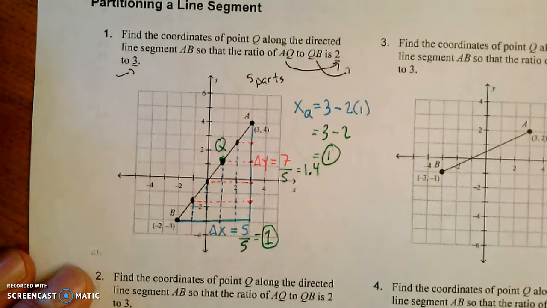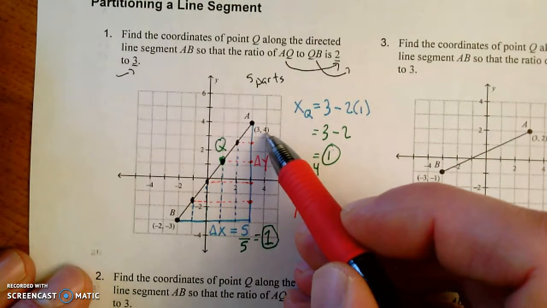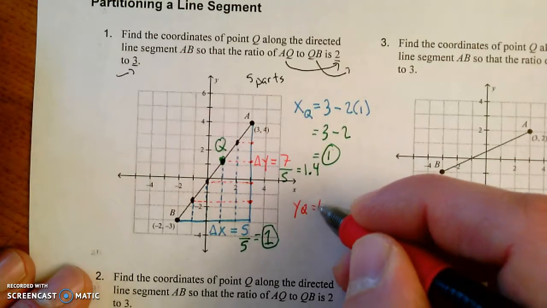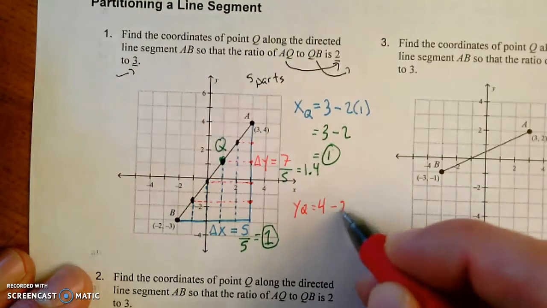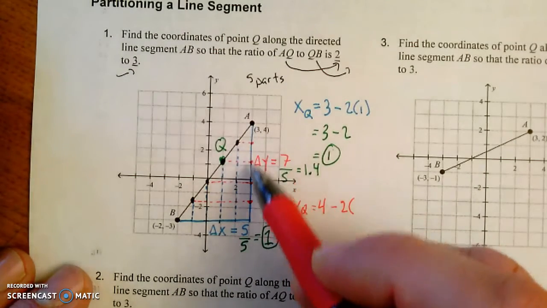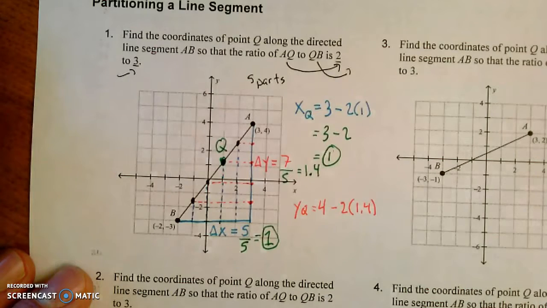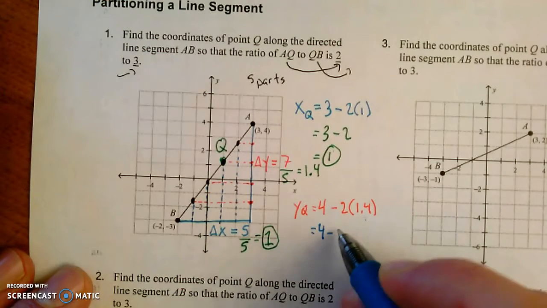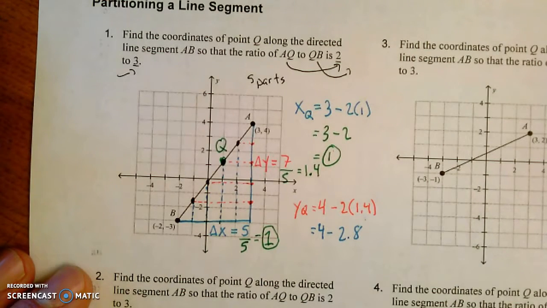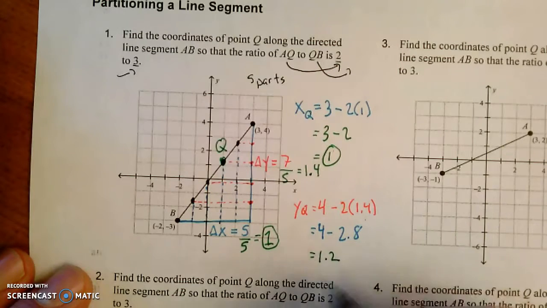Now we want to find the y of Q. So starting up here, our y-coordinate for A was 4. And we are going down, so it's take away. We went down 2 steps, 2 times, and each step was 1.4 on the y-scale. So let's see, that makes 4 minus 2 times 1.4, which is 2.8. Let's see, 4 minus 2.8 is 1.2. So our y-coordinate is 1.2.